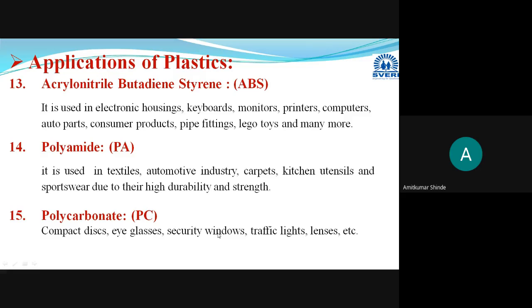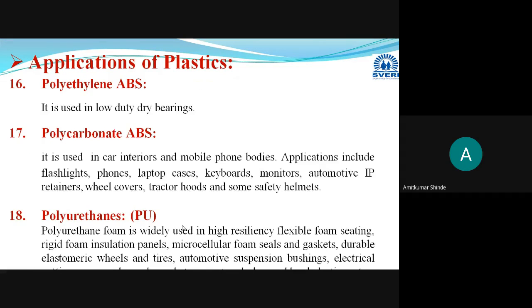Then security windows, compact discs, all these are made from polycarbonate only. Then after this, the next is polyethylene ABS. This is nothing but a combination of ABS and polyethylene, and it is used in the manufacturing of low duty dry bearings. Then polycarbonate ABS, a combination of ABS, acrylonitrile butadiene styrene, and polycarbonate.